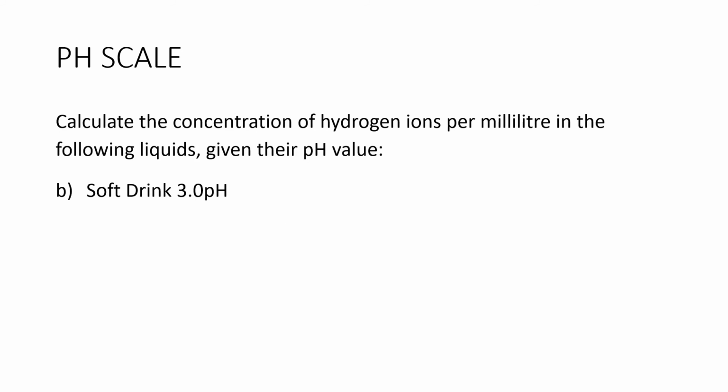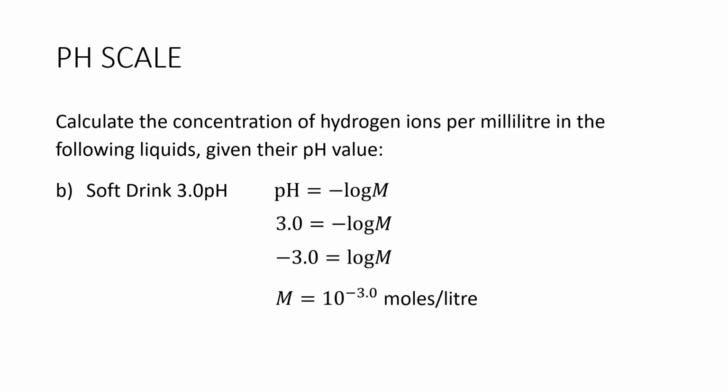What about soft drink? It's quite acidic, so it's got a pH of 3.0. It's the same method. pH is equal to negative log of m. Substitute in 3 for our pH value. Take the negative over. 10 to the power of negative 3.0 is equal to m. So soft drink has 10 to the power of negative 3 moles per litre of hydrogen ions.